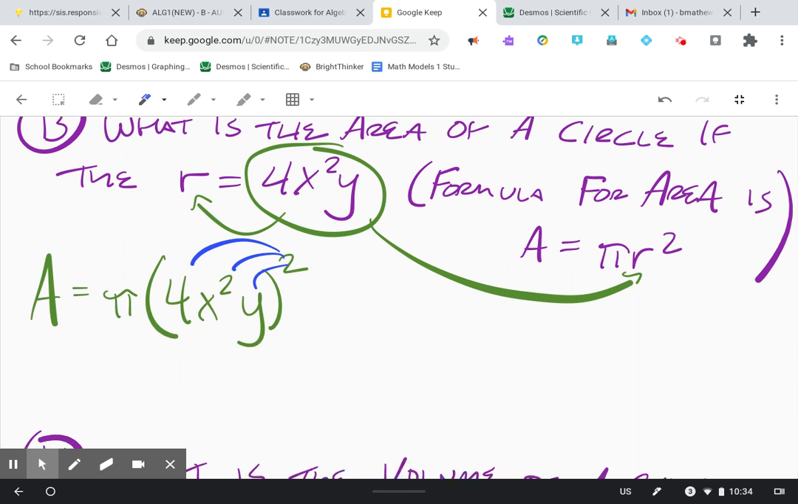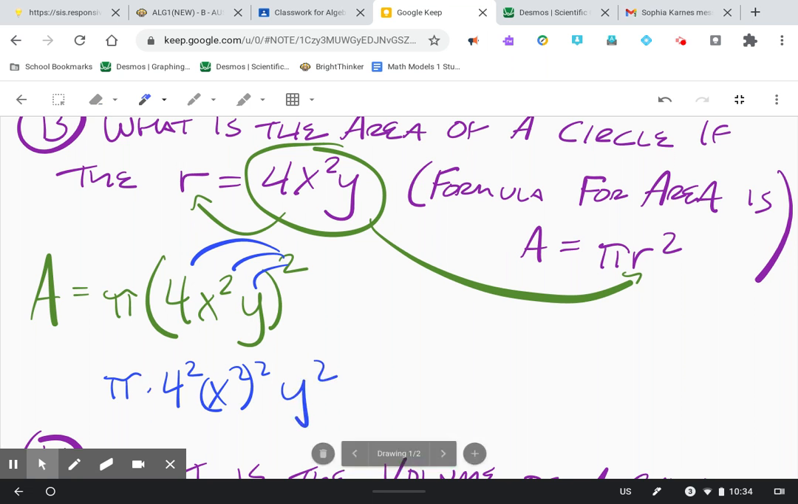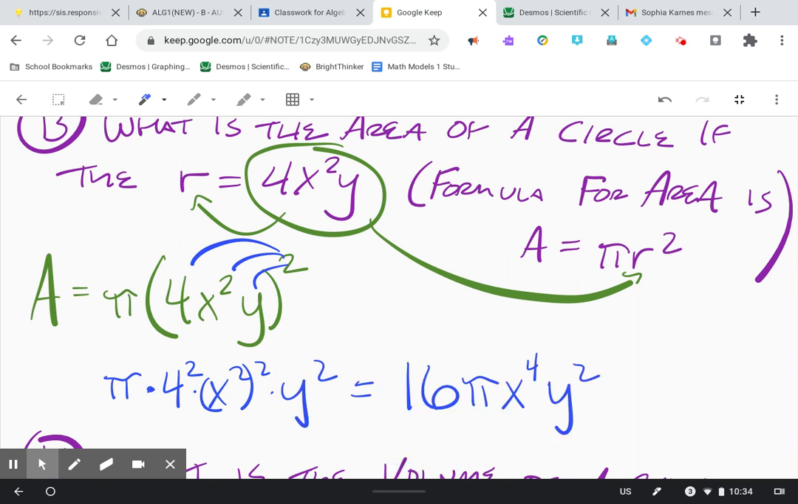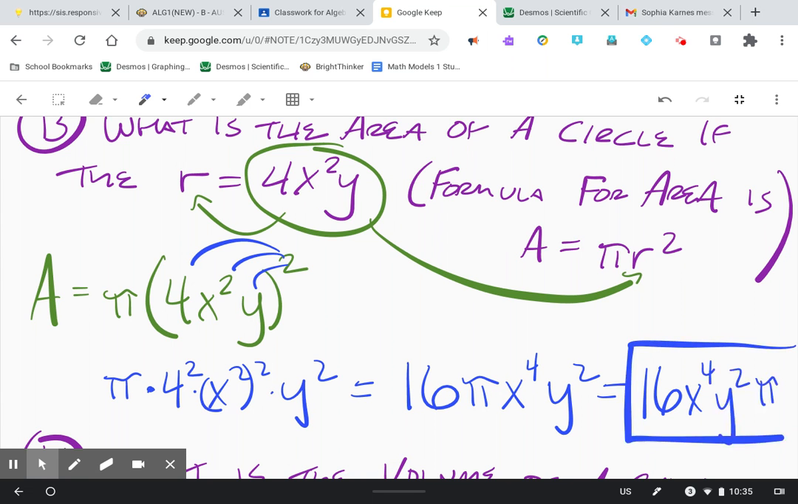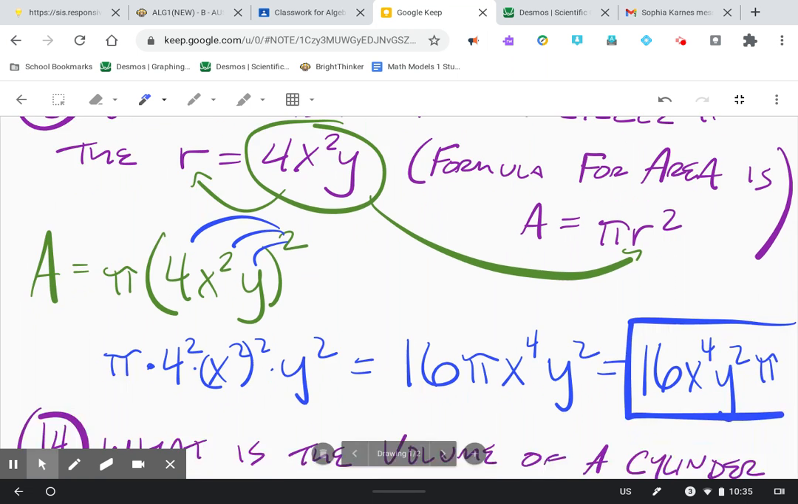That 2 is going to be distributed. So it's going to be pi, 4 squared, x squared squared, and y squared. So we're multiplying all those things together. 4 squared is 16, and we're going to put the pi right next to that number. X squared squared is x to the fourth, y squared. Now, I actually think the best order to write this is 16 x to the fourth y squared, the pi at the very end. So really, don't let the pi throw you off. You're not really going to do anything with it. You just need to simplify the exponent portion of that problem. And so there would be our answer there.